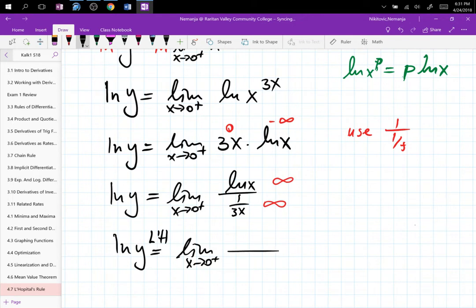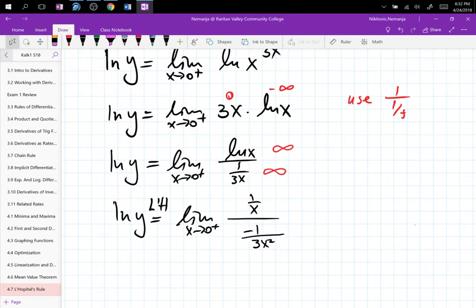The derivative of ln x is? Very good. And then the derivative of the denominator is negative 1 over 3x squared, yeah. Right? So now we're going to just deal with the double fraction. So 2 that are far apart multiply on top, and 2 that are close by multiply on the bottom. And we see that this cancels to negative 3x.